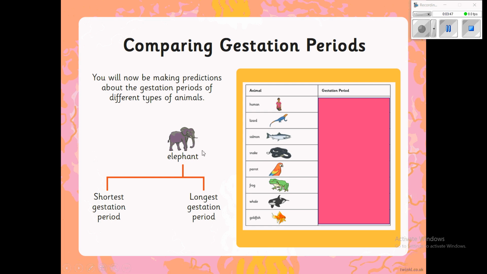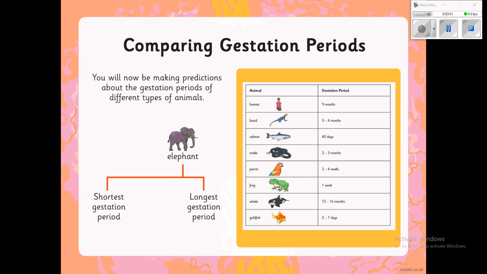Okay, so you hopefully should have done that. And now what I want you to do, I want you to basically just below that do exactly the same thing again, and you're going to be writing the correct answers this time. So we can see that humans have 9 months. It's quite a long time. 3 to 4 months for a lizard. Only 40 days for a salmon. So that's like just over a month.